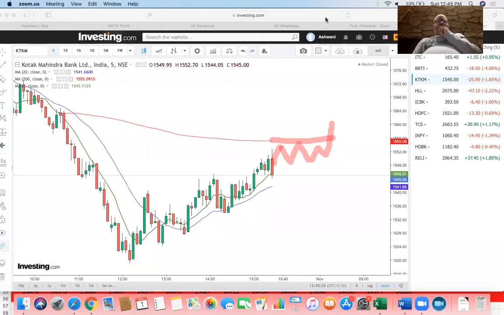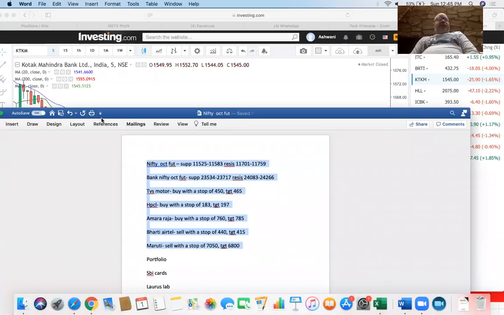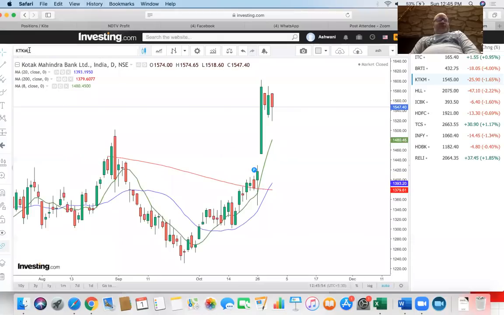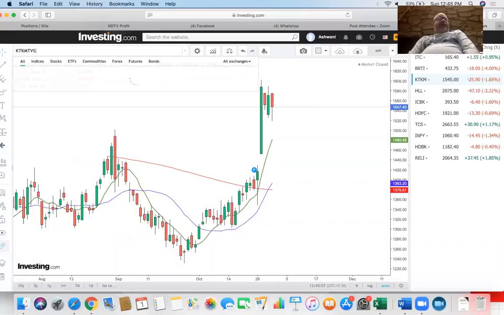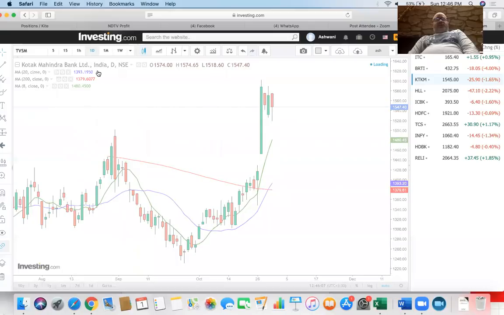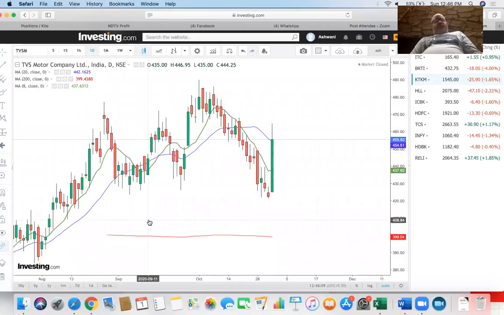What we can also do is look for certain stocks for a swing trading view, and those stocks are being sent to you. So again, the first stock for swing trading is TVS Motor.